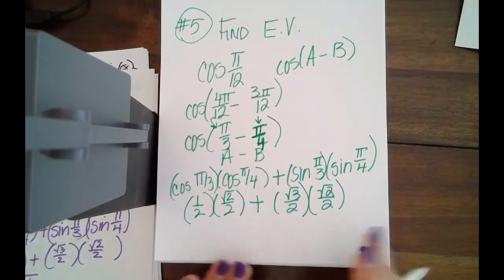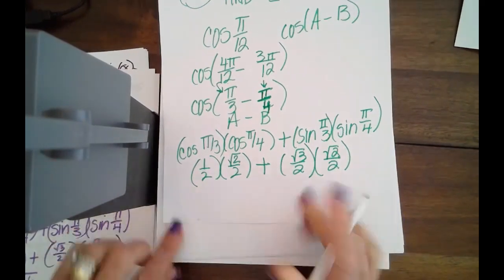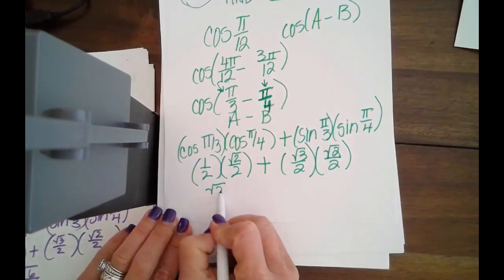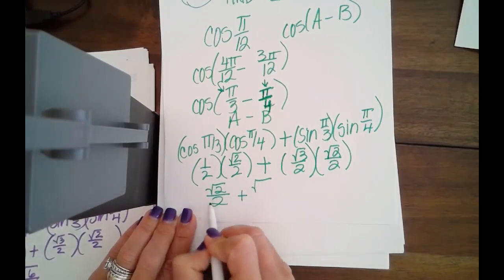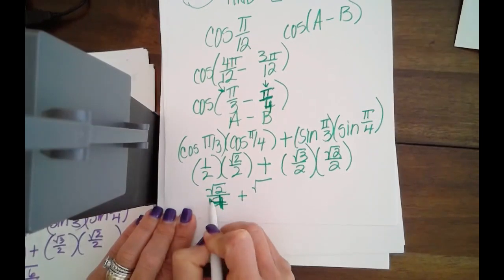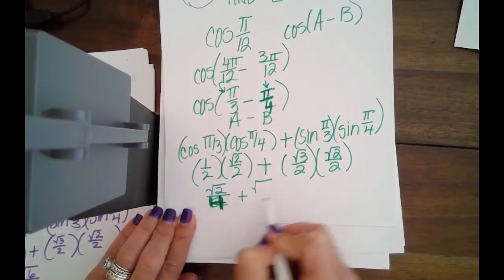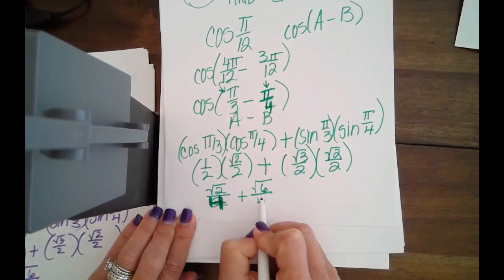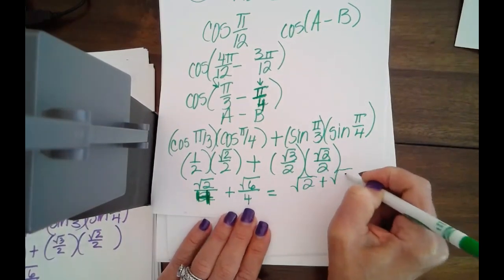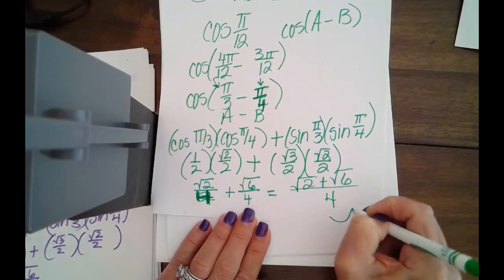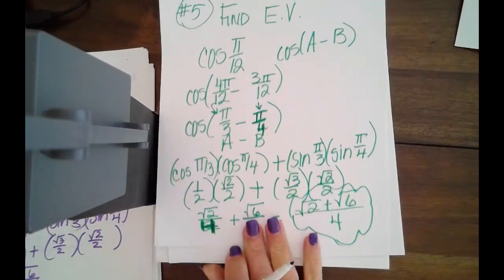So we'll multiply top times top over bottom times bottom. You have radical 2 over 2 plus radical 6. I'm sorry, 4. That should be 4. My bad. I had 2 on the brain. All right, and that's going to be radical 6 over 4. So the answer here is radical 2 plus radical 6 over denominator 4. So that's the exact value there.